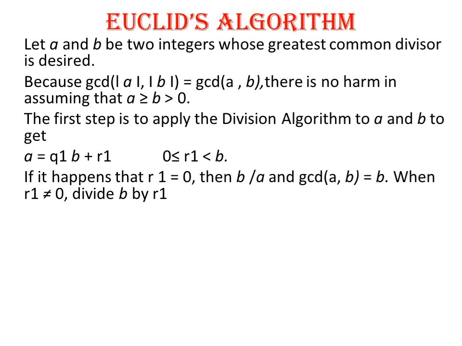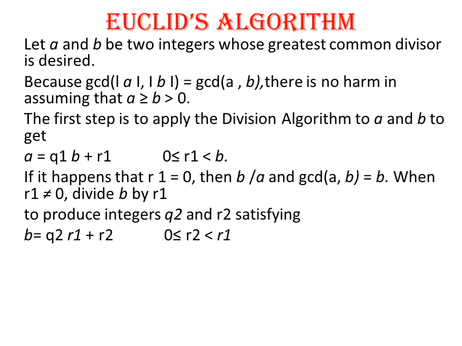If r1 is not 0, then we will proceed further by taking b as a dividend and r1 as a divisor. So we will again apply the division algorithm to b and r1 to produce integers q2 and r2, that is quotient and remainder, which holds this condition.